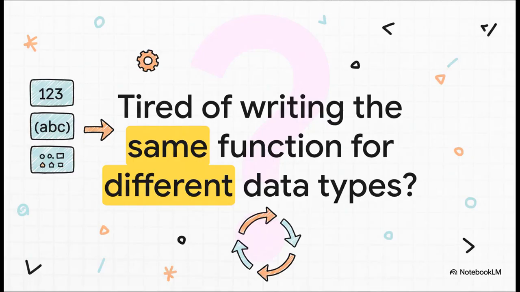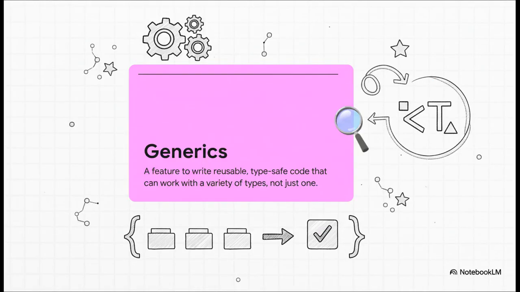So, let's start with something every developer has felt. You know the drill. You write this awesome function, it works perfectly for numbers. Then, you need that exact same logic for strings. And then, oops, you need it again for an array of objects. You end up just copying, pasting, and tweaking the type annotations. It's repetitive, it's a drag, and it's a nightmare to maintain. Well, there's a much, much better way, and that way is generics.